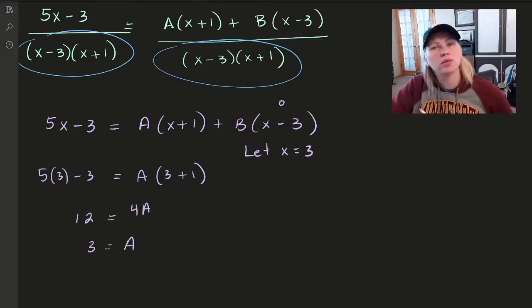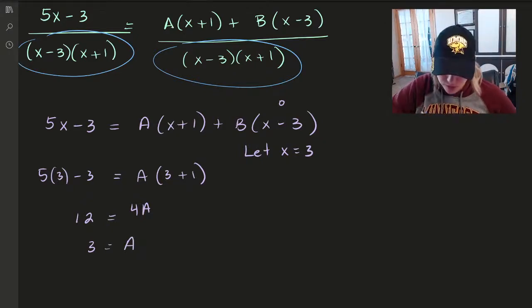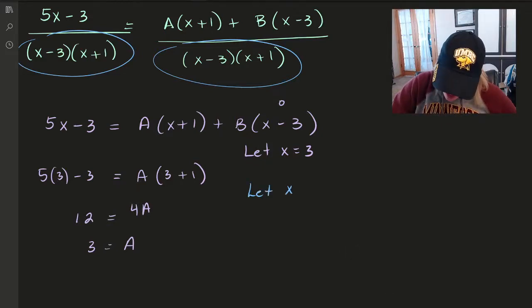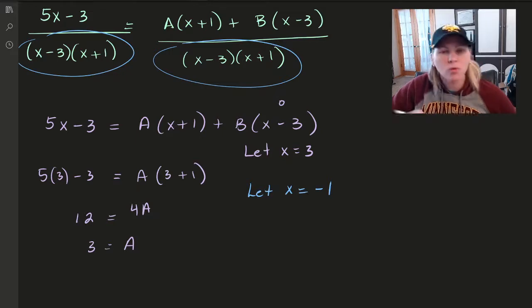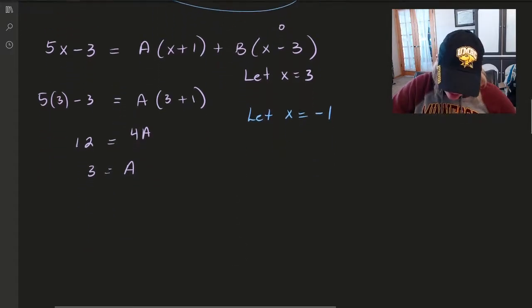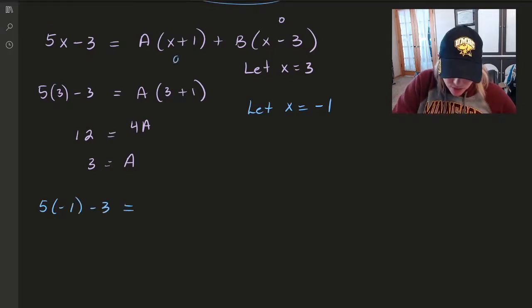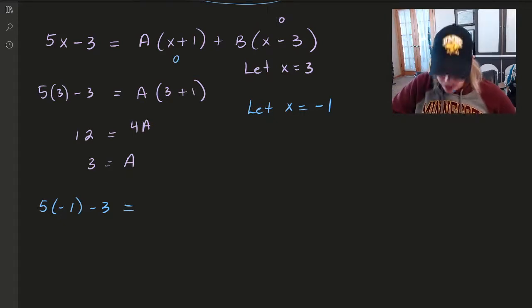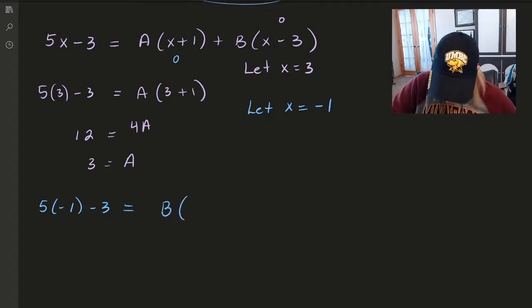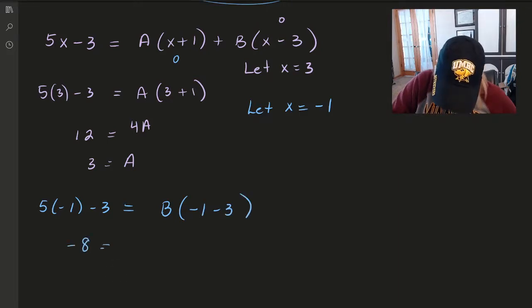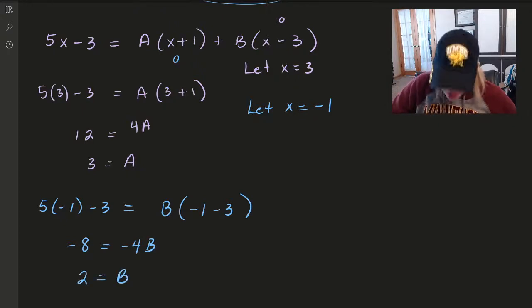Then I'm going to force the a term to be 0. So I'm going to let x equal -1. When x is -1, then I get this situation: 5 times -1 minus 3 equals, this will become 0, so the a term goes away. All I'm left with is b times -1 minus 3. So this becomes -8 equals -4b, and I can solve for b too.